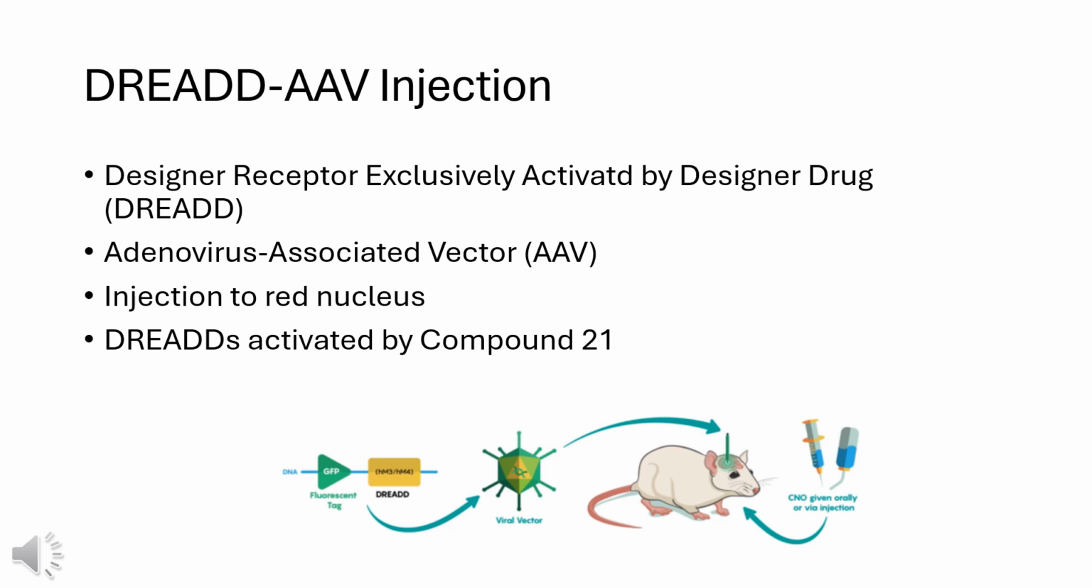For our experiment, we alternate between treatments of compound 21, the agonist for DREADDs, or saline as a control when we conduct behavioral testing. The control group of 4 animals receives saline only in case there are any long-term effects of compound 21 administration.